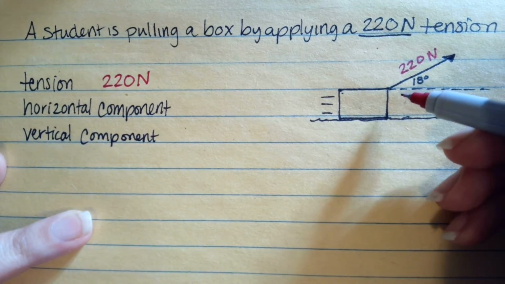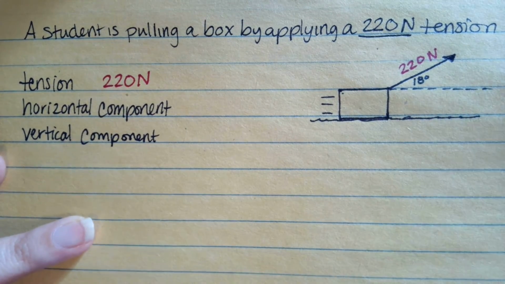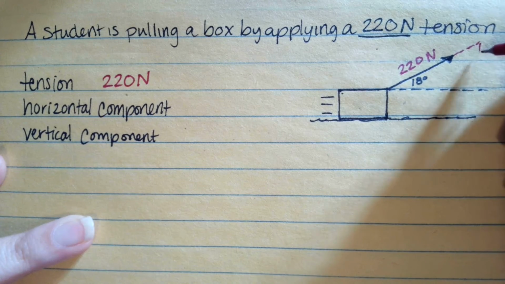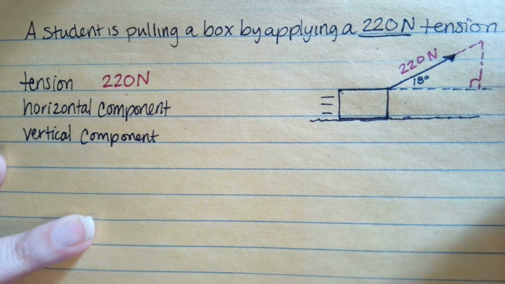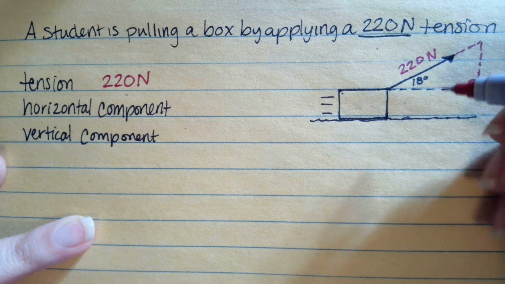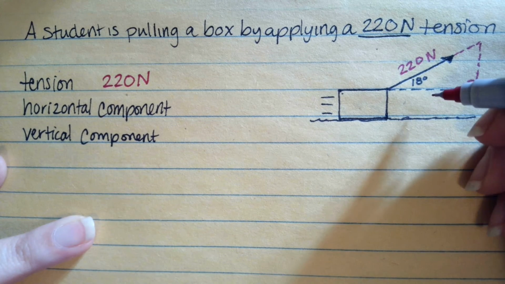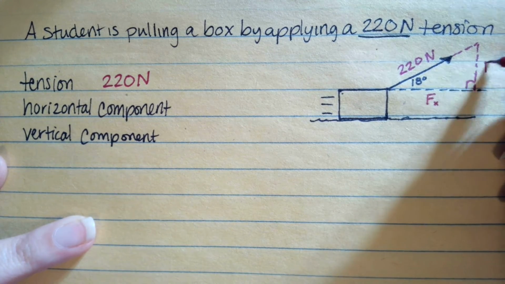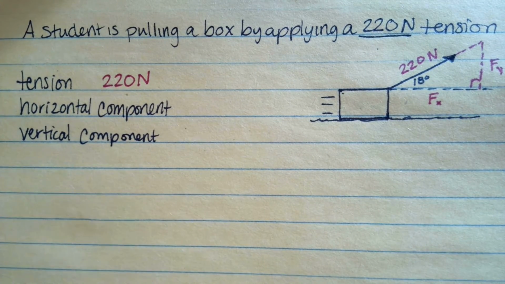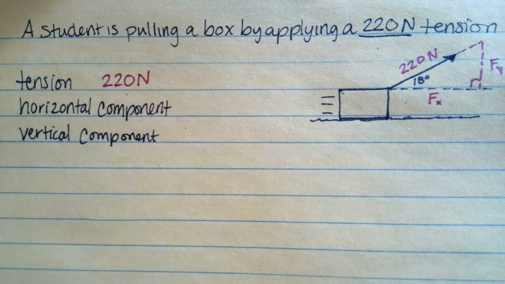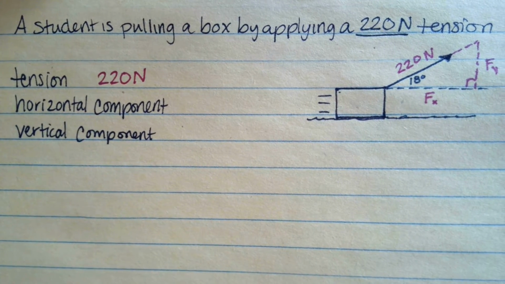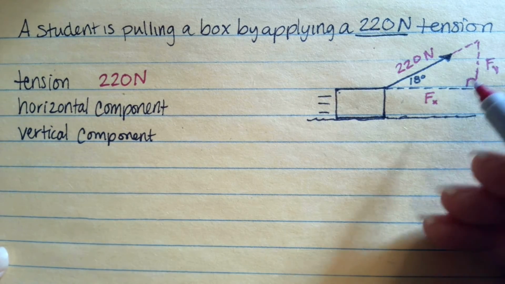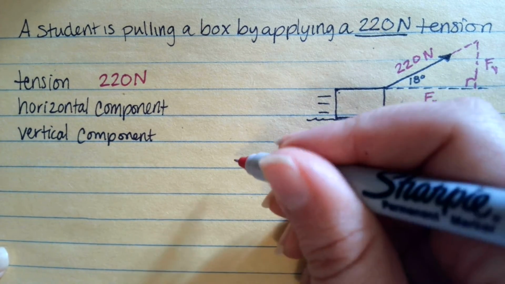Now what we can do with this is, because we have the 18 degrees, we can create a right triangle here using that, and we can figure out the horizontal component and the vertical component. So let's find the force in the x direction and the force in the y direction. Just like if we were using velocities, we use the same exact formulas to do this. Okay, so to find the force in the x, I'm going to use cosine.